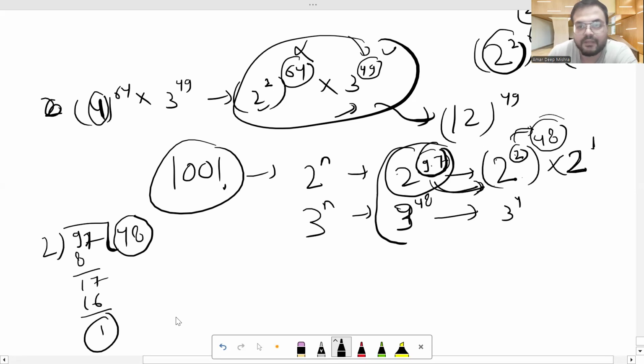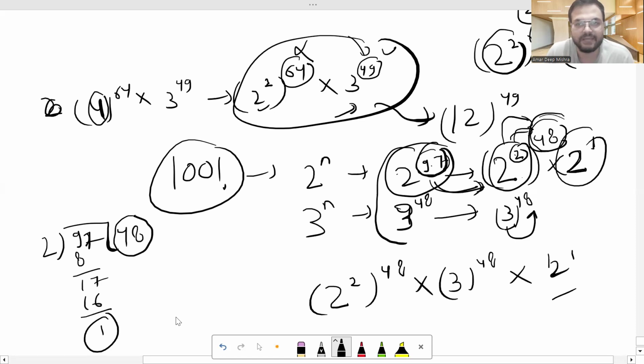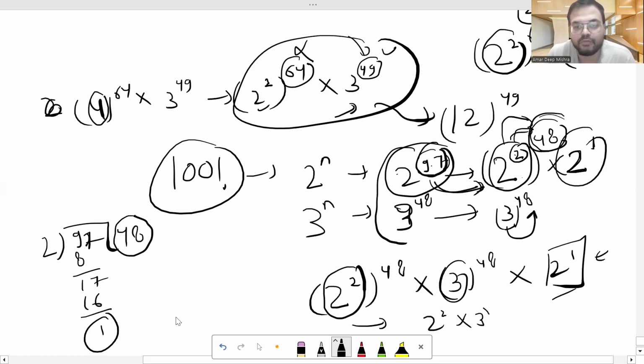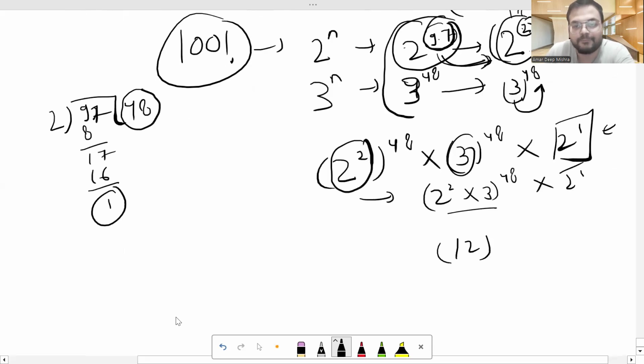Now if you see here, between the power of 2 square and 3, which power is larger? So here the power of 2 square is 48 and the power of 3 is also 48. So coincidentally, we are getting both the powers as same. So if I write here 2 square whole to the power 48 into 3 power 48 and into this 2 power 1 is already there. Okay, you can keep it aside because there is no use of this 2 power 1. So if you write them together, you can rewrite them as 2 square into 3 whole to the power 48 into 2 power 1. Now 2 square into 3, this will become 12. So 12 power 48. Okay.